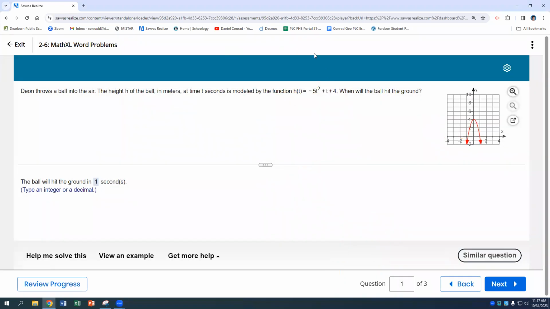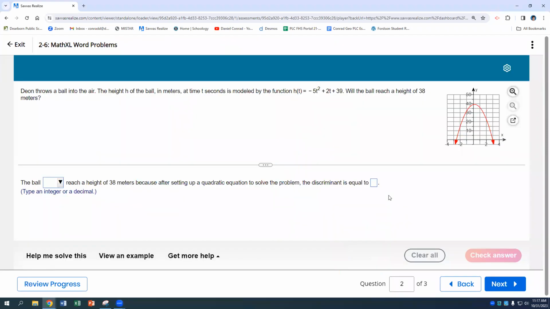All right. Now let's look at what the next one is asking. For the next one, we're just going to use the discriminant. We don't need to use the whole quadratic formula. So Dion throws the ball into the air, the height h of the ball in meters. Again, same thing, height and time is modeled by the function h of t equals negative 5t squared plus 2t plus 39. Will the ball reach the height of 38 meters?